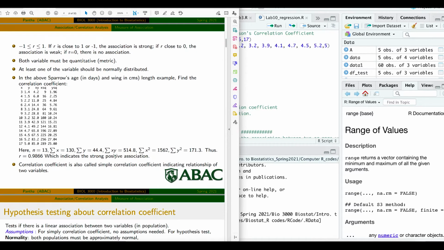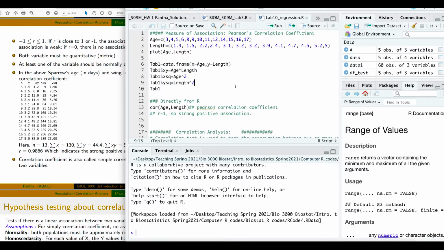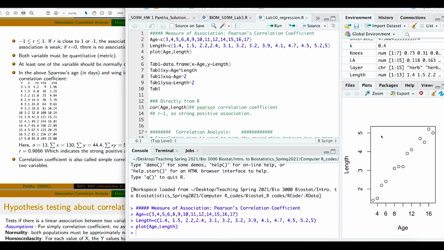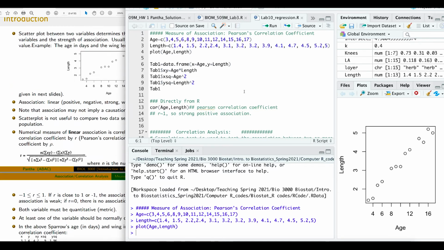All right, so I think I have done this problem here in R. I copied the age data, I copied the length data, and I plotted the age versus the length. You see that? Age comma length plot. This is what we got there.